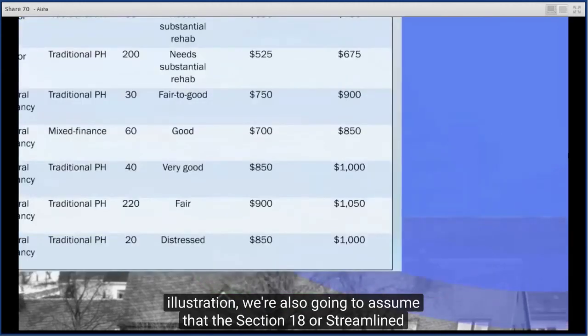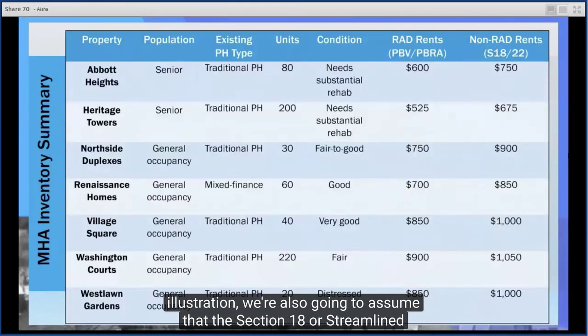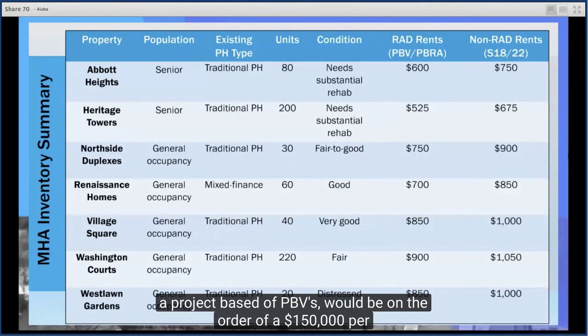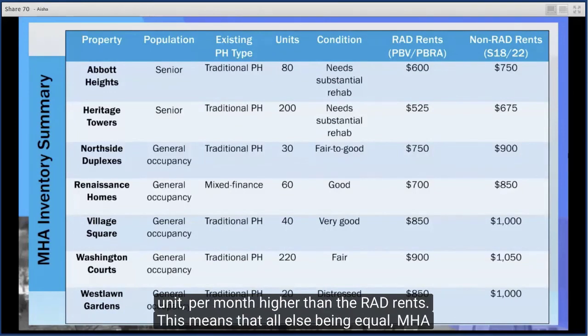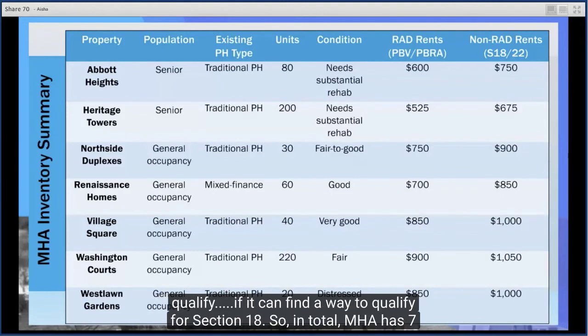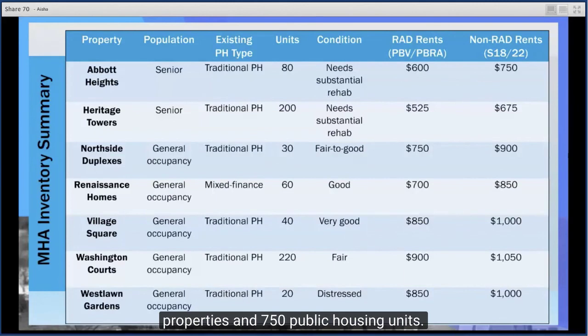For ease of illustration, we're also going to assume that the Section 18 or Streamlined voluntary conversion rents, meaning the rents that each project would command if they project-based the TPVs, would be on the order of $150 per unit per month higher than the RAD rents. This means that all else being equal, MHA would prefer conversion under Section 18 over RAD, even if it can find a way to qualify for Section 18. So, in total, MHA has 7 properties and 750 public housing units.